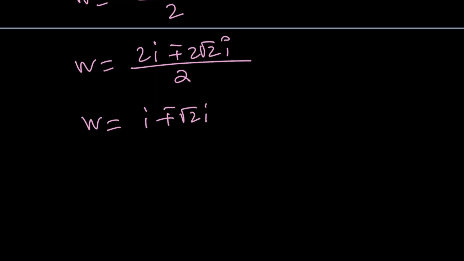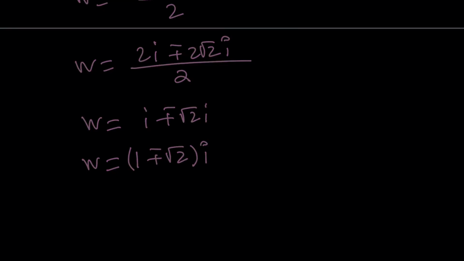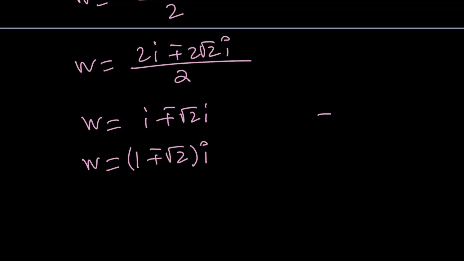Now, this can be written in a much better way. Let's go ahead and take out an i, and we're going to get 1 plus minus root 2 multiplied by i. Be very careful. Don't confuse or mix this with 1 plus minus square root of 2i, which is different, obviously, right? This is a multiple of i. That is not a multiple of i. So that's the difference. So those are different things.